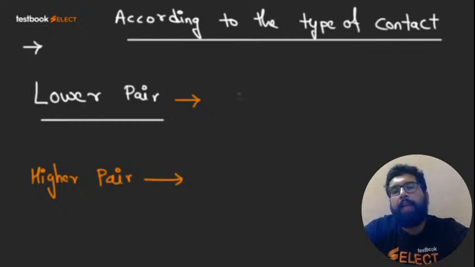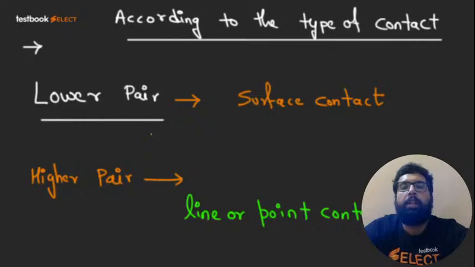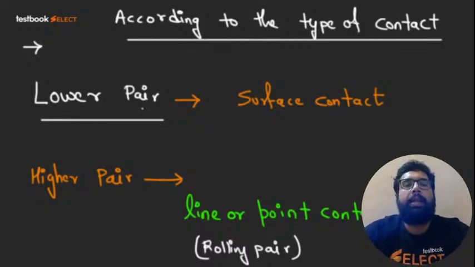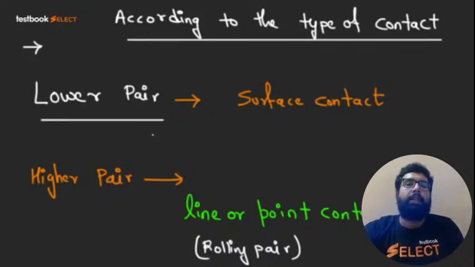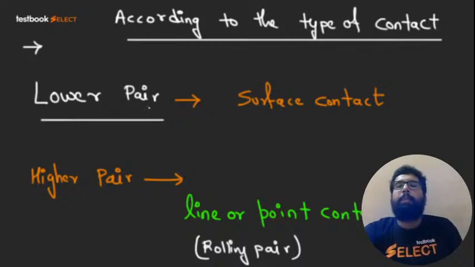So when the links make surface contact, we call it a lower pair. And when they form line or point contact, we call it a higher pair. So for example, in the previous classification, turning pair, sliding pair, all the pairs except rolling pair fall in the category of lower pair. Rolling pair falls in the category of higher pair. All the other pairs we have seen according to the type of relative motion form lower pairs because they have surface contact.